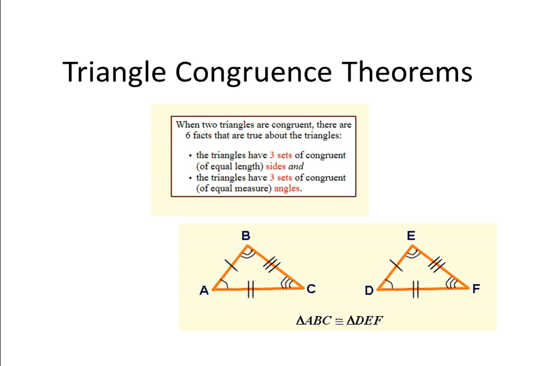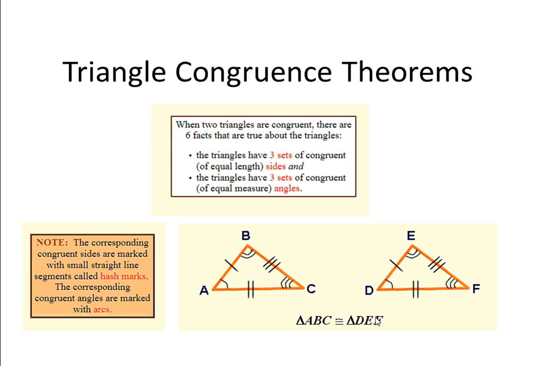So in this picture, I have 2 congruent triangles. Triangle ABC is congruent to triangle DEF. Notice my triangle congruency statement here. The corresponding congruent sides are marked with small straight line segments called hash marks. The corresponding congruent angles are marked with arcs.